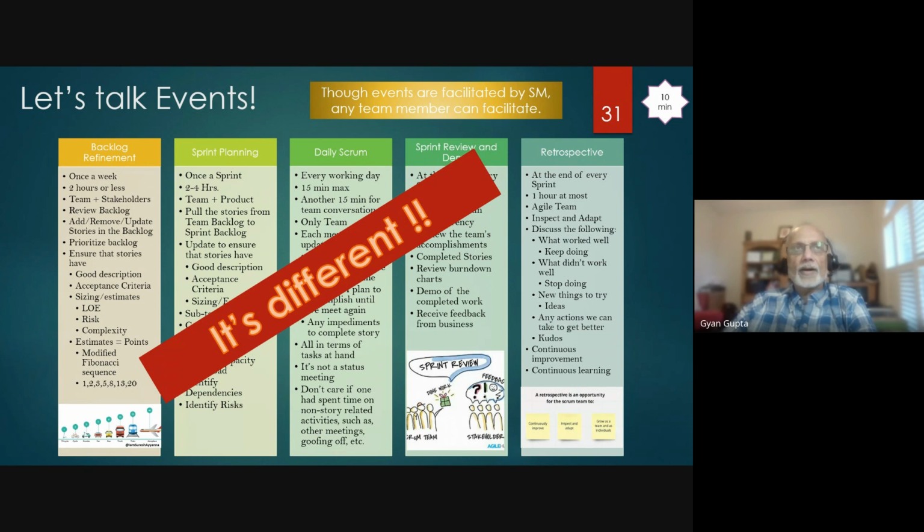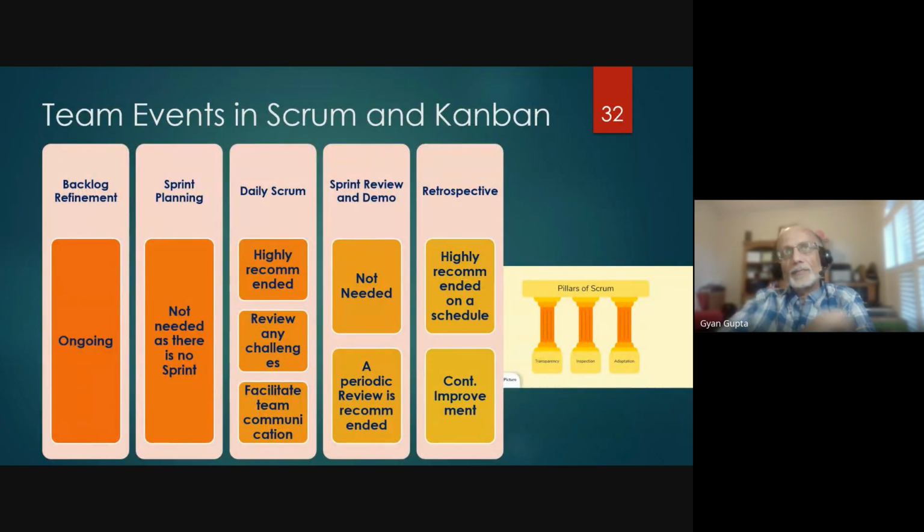So 3, 4, 5. The 5 events are not the same. So let's talk about those. Okay. There we are. Very simplistic view. What you see on the top are the events that we had in a Scrum environment, right? And let's see what goes on in Kanban. Do we have backlog refinement?